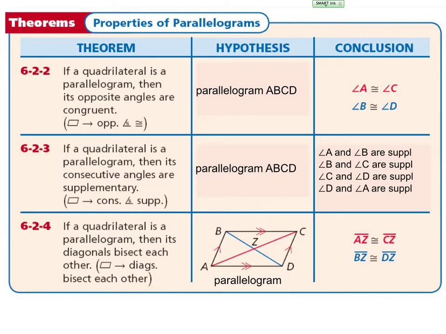A parallelogram. And the conclusion, how do I know A and C are opposite angles without seeing the picture? Look at the order that the points are listed in the name. Remember, this goes consecutively around the shape. So A and C would end up across from each other. B and D would be across from each other. Those are the opposite angles that are congruent.